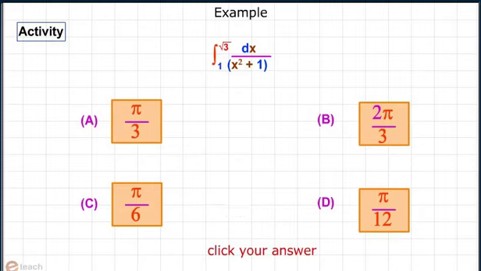That's wrong. That's wrong. That's wrong. That's correct.